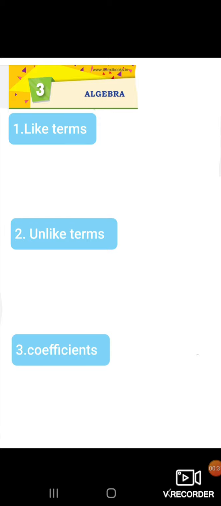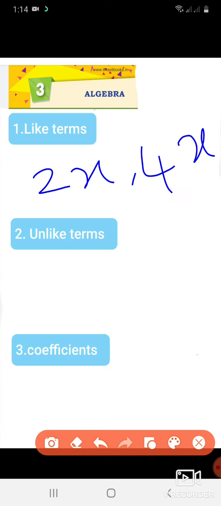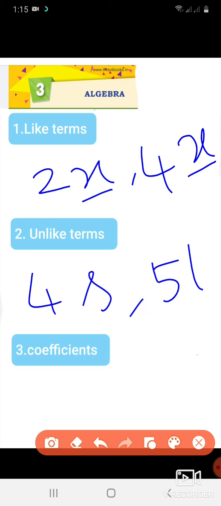Yes, first one, like terms. What is a like term? Two or more terms having the same variable, then we can say it is a like term. For example, 2x, 4x. Here we have the same variable, so we can say these two are like terms. Come to the next one, unlike terms. Two or more terms having different variables, then we can call it an unlike term. For example, 4s, 5t. Here we have different variables s and t, so we can say 4s and 5t are unlike terms.